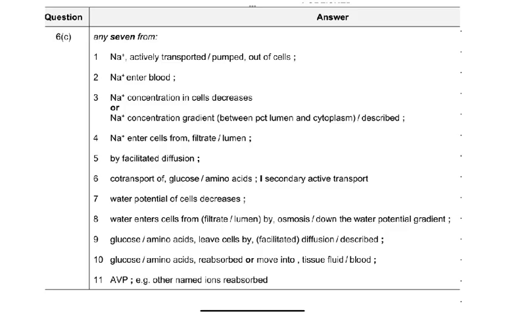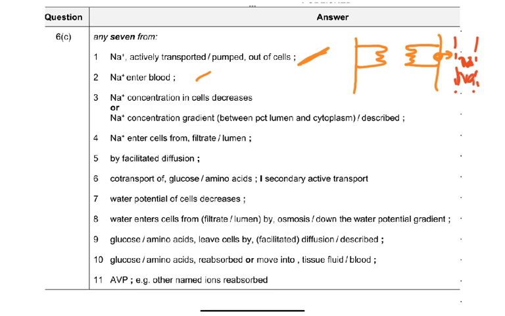So you can look at the mark scheme here. Sodium actively transported out of the cell. Then sodium enters the blood. This is sodium actively transported out by the sodium potassium pumps, which are on the basal side. So this is the PCT, and these are the cells lining the PCT, which have got the microvilli, and the sodium potassium pump is on this side, and then this is the blood capillary on this side, so that is going to enter the blood. So sodium actively transported out of the cell, then the sodium enters the blood.